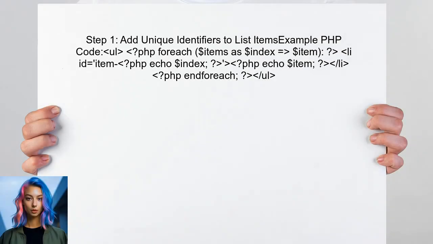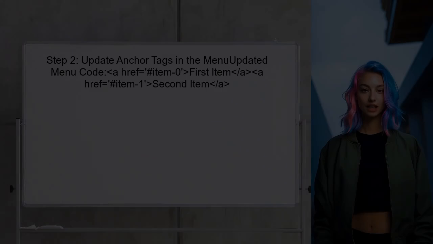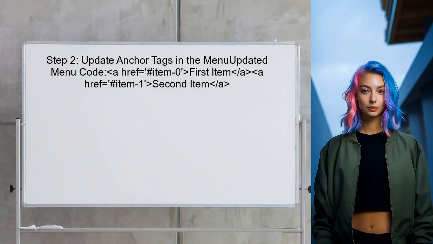To link to specific items in the unordered list, the user should first ensure that each list item has a unique identifier. This can be done by adding an ID attribute to each list item in the PHP code. Next, the user should modify the anchor tags in the menu to point to these unique identifiers. This will allow the links to scroll directly to the corresponding list items.